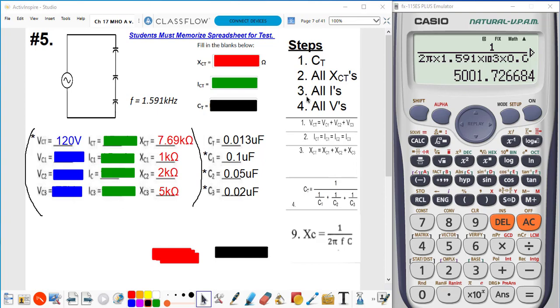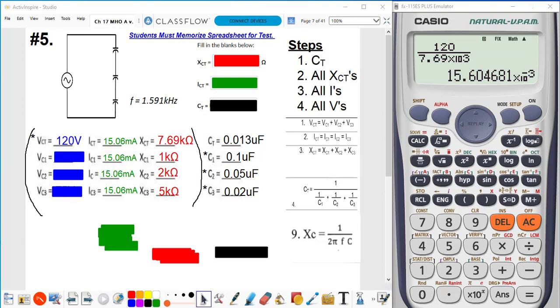Alright, now our next step, we're going to find all of our I values. So we take 120 volts divided by 7.69 K ohms of capacitive reactance, and that gives us 15.06 milliamps. Current stays the same in series, so we can fill in all of our I values. Now we have 2 out of 3.